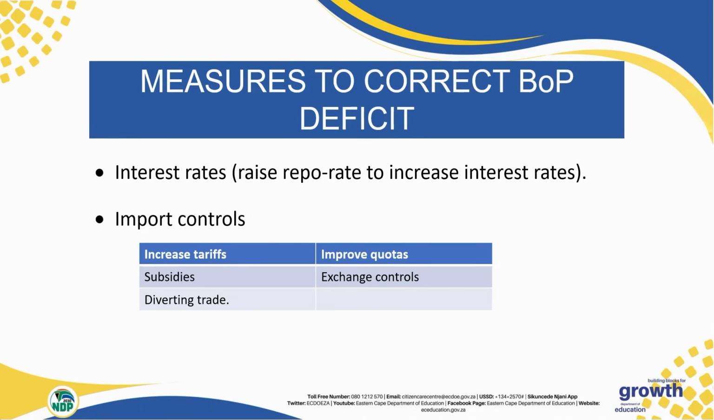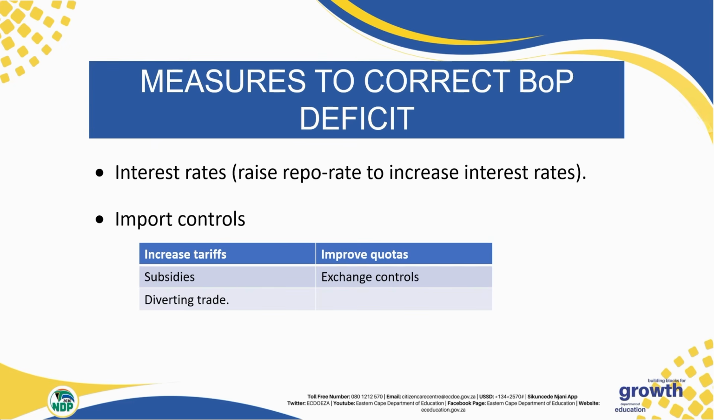So the country can decide to increase the tariffs to make the tax on the imported goods higher, so that people can buy less goods from the rest of the world, trying to minimize the deficit on our balance of payments. Then the next one talks about improved quotas.